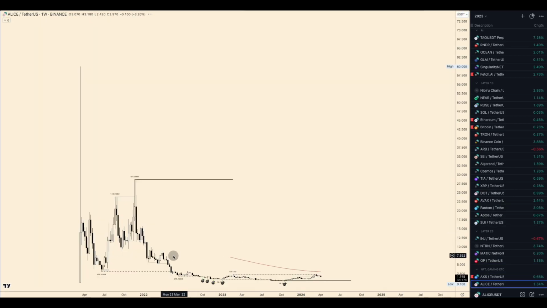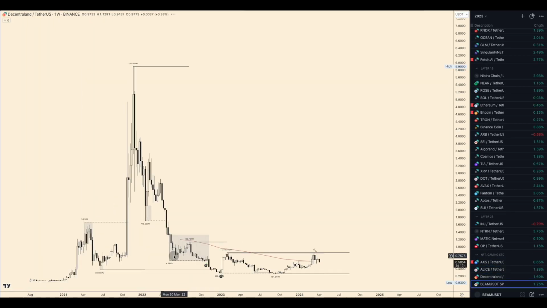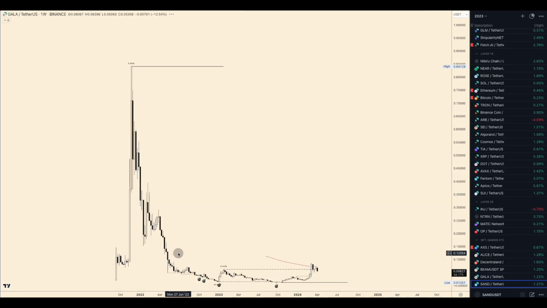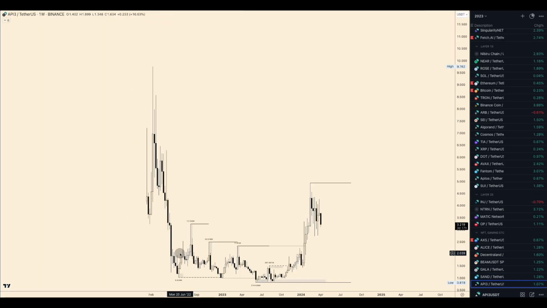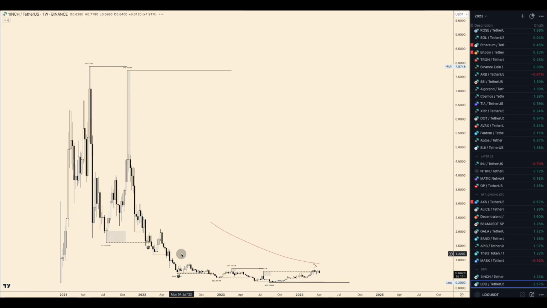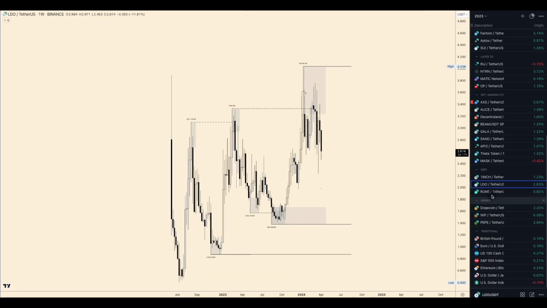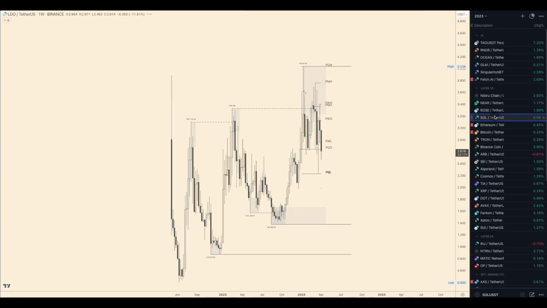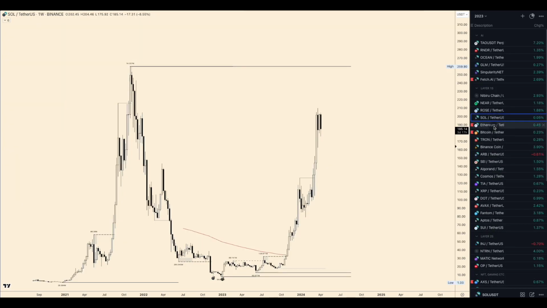So you can see that on most of these charts, we are nowhere on the weekly, right? It's just a few outliers that have been moving, and the outliers that have been moving are basically some of these layer ones that actually have some fundamental value, in the sense that people are building, the chain is being used, etc., right?